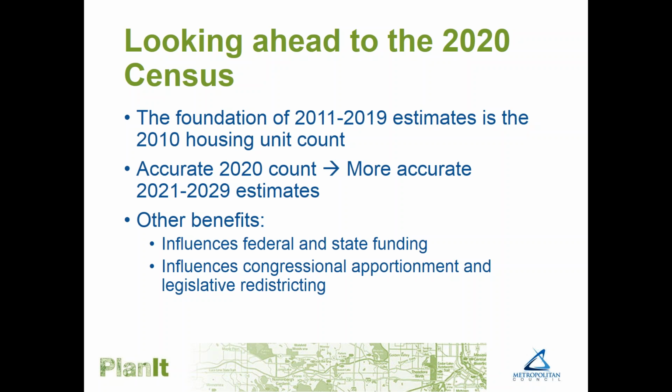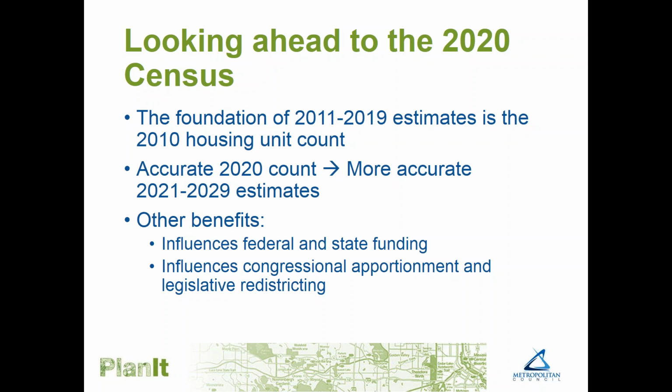The 2020 census influences where state and federal funding go, and it also affects congressional apportionment and legislative redistricting. You may have seen the article in last Sunday's Star Tribune about the risk that Minnesota faces of losing a congressional seat after the 2020 census in the next round of apportionment. So that's another important reason to make sure that the Census Bureau can count everybody.